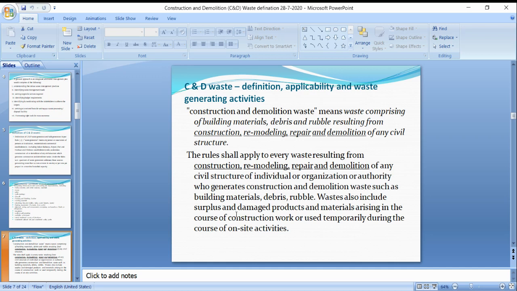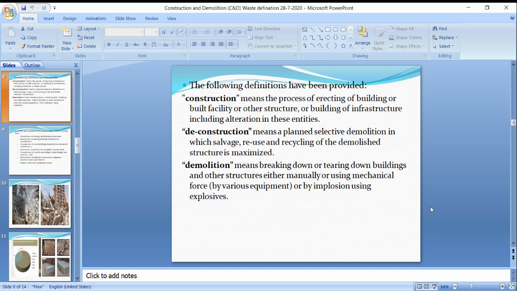Waste also includes surplus and damaged products and materials arising in the course of construction or used temporarily during the course of on-site activities. So here we will generate the building materials, the rubbles, and also surplus products, and at the time of working you will use temporary structures. Those temporary structures during the on-site process, we will just leave there. So that is also one type of waste which is coming from the construction site.